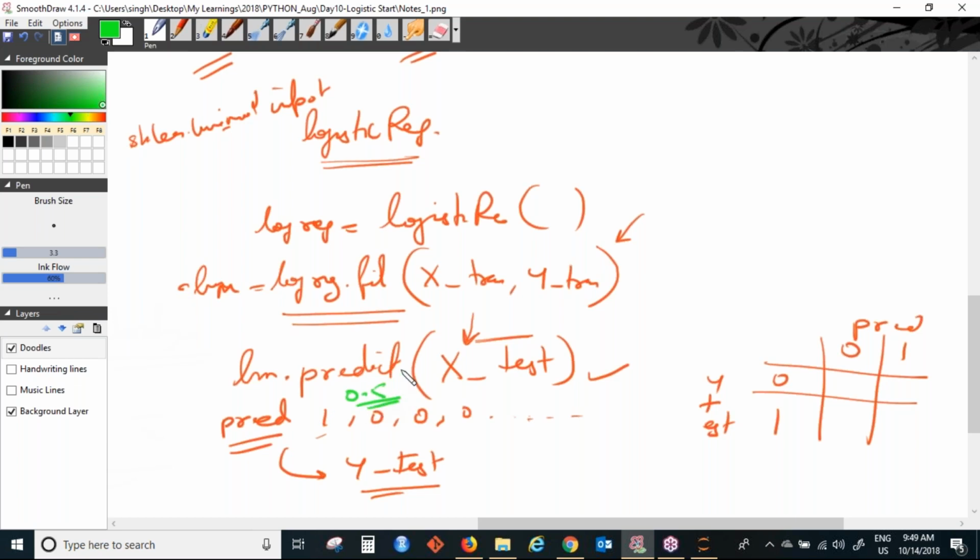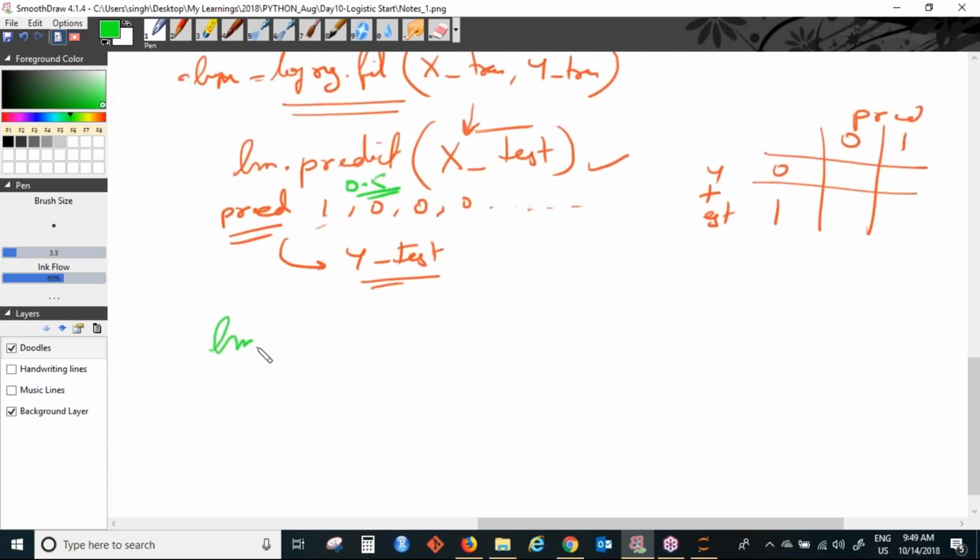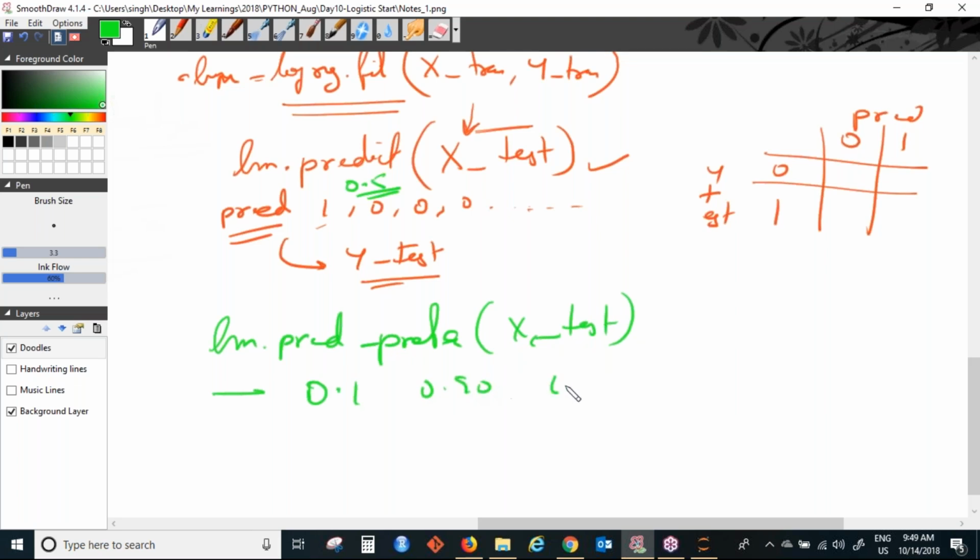If you don't want to use 0.5, you use the function predict_proba, and you pass the same independent variable of test. So here you will get probabilities. You can get any number.